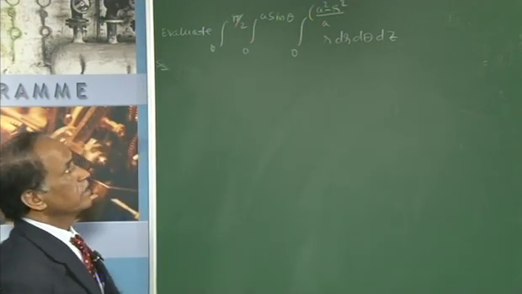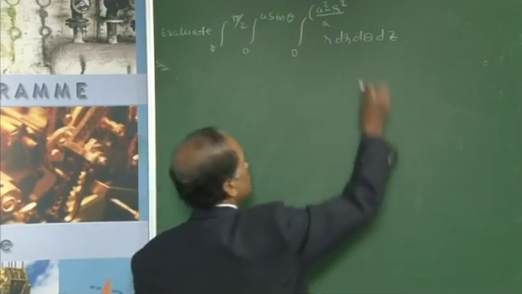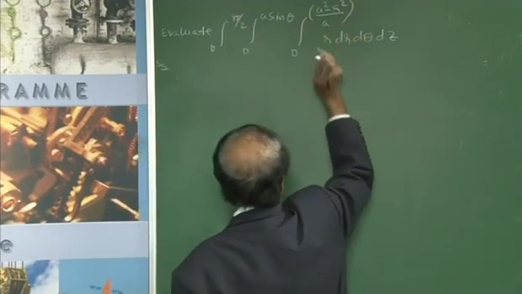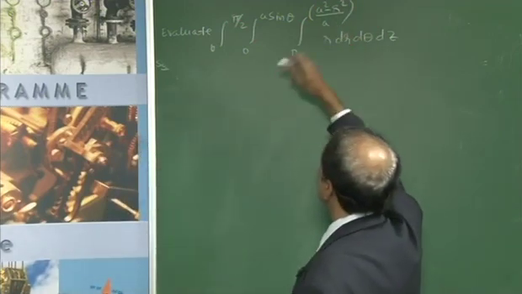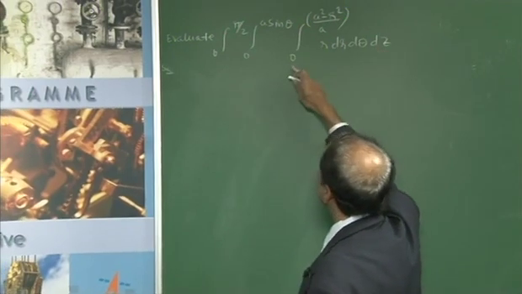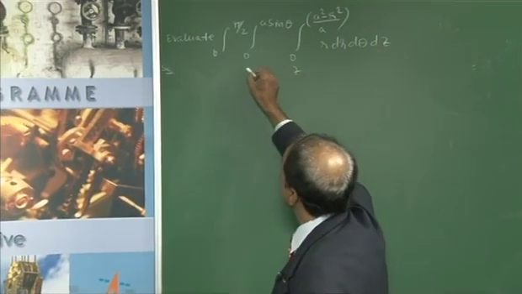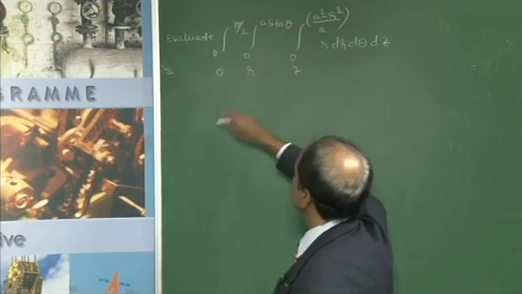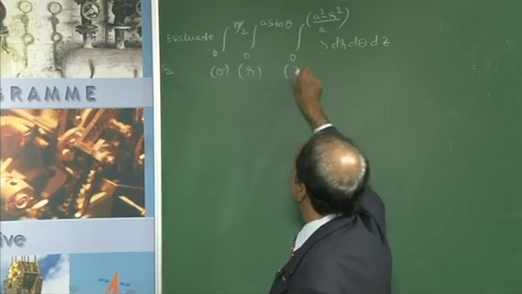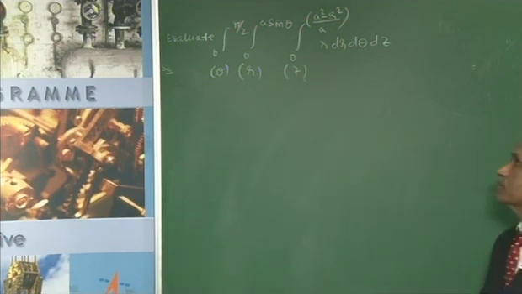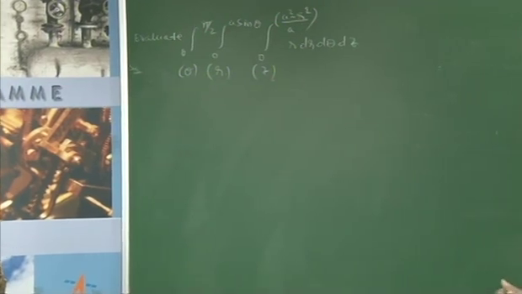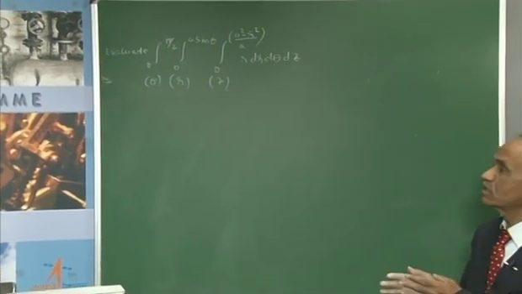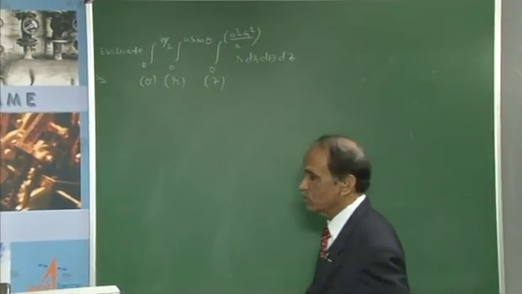In this sample you cannot choose the innermost integration with respect to r, because r is already given in the limits, so you go for z first, then r, and then theta. This should be the order. So first you must integrate with respect to z, second with respect to r, and third with respect to theta.